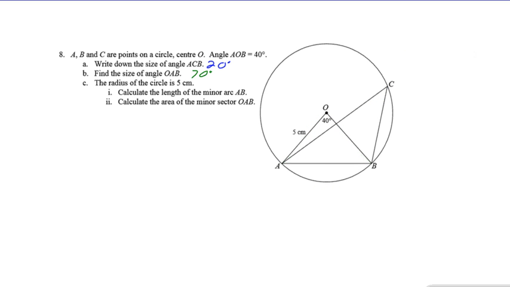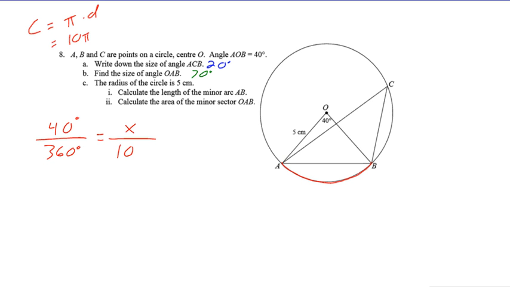Part 3 of this beautiful problem. The radius of the circle is 5 centimeters. We would like to know the length of this arc right here. What I do know about this arc is this is 40 degrees of the full 360 degrees of the circle. I would like to know how long that is compared to the full circumference of the circle, which in this case is 10 pi, diameter being 2 radii.